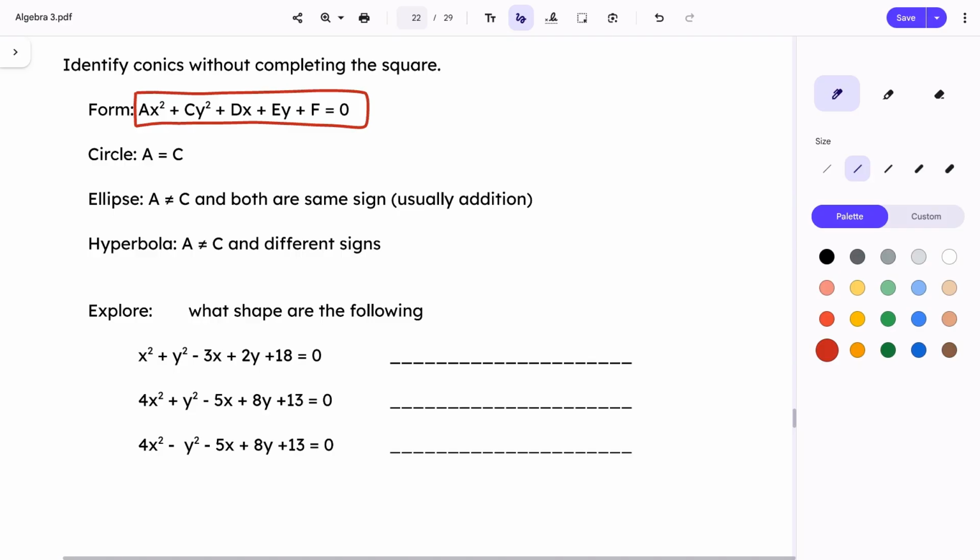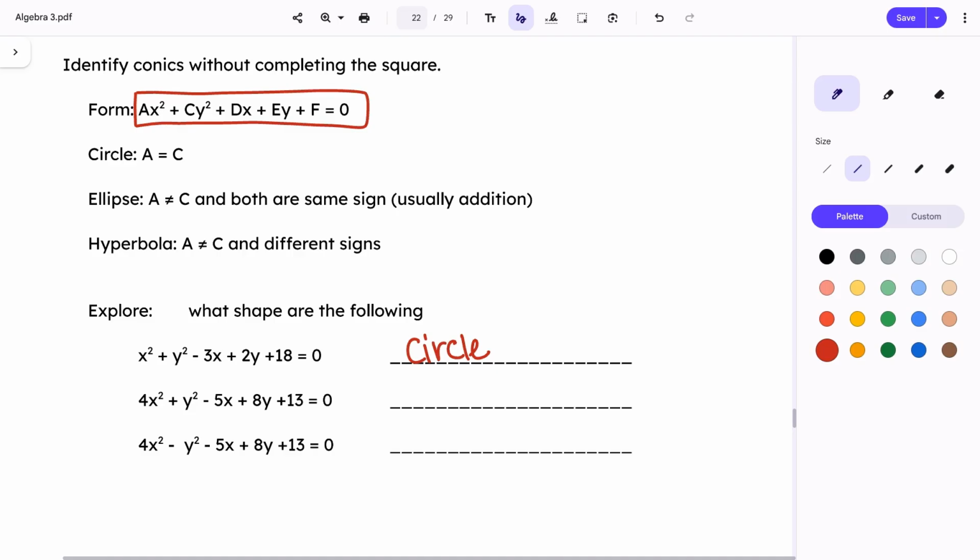Which one of those seems to be the case? Which one from the bottom 3 examples is doing what I just said a circle does? That the number in front of the x squared and the number in front of the y squared is the same. The first one. So this first one is an example of a circle.